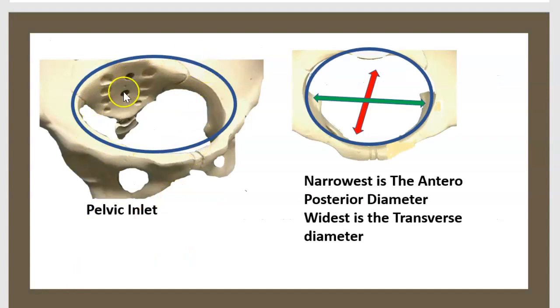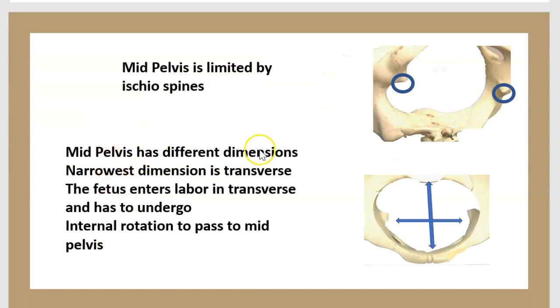Here is the pelvic inlet, and here the narrowest is the anterior-posterior diameter, and the widest is the transverse diameter. Mid-pelvis has different dimensions. Narrowest dimension is transverse. The fetus enters labor in transverse and has to undergo internal rotation to pass to mid-pelvis. It starts from transverse to anterior-posterior rotation.